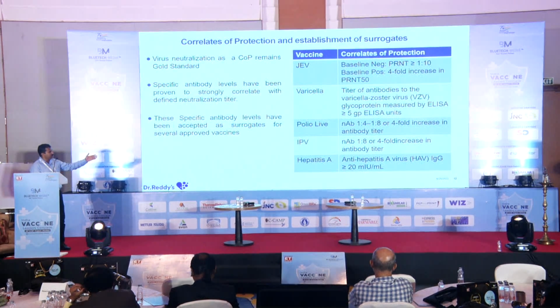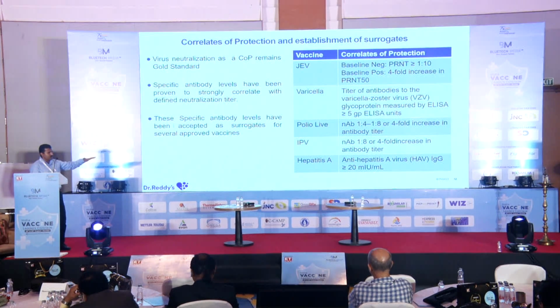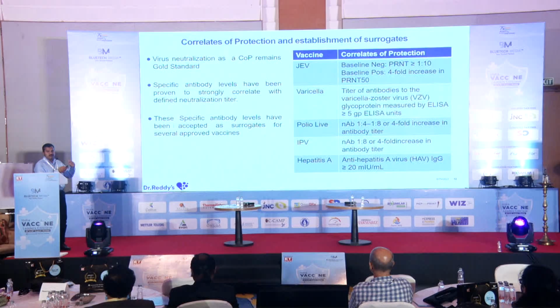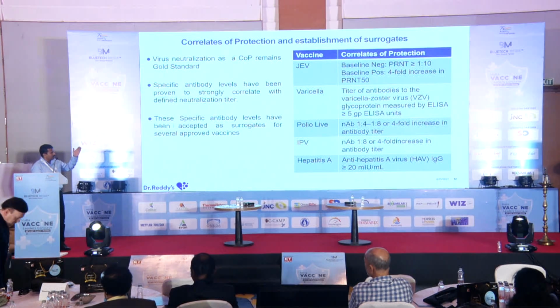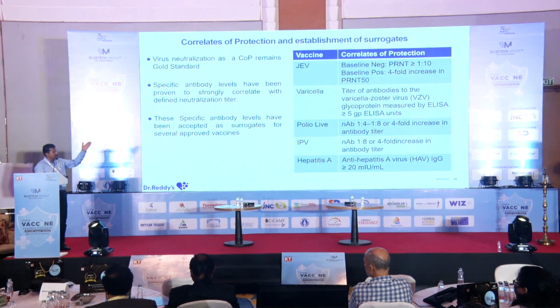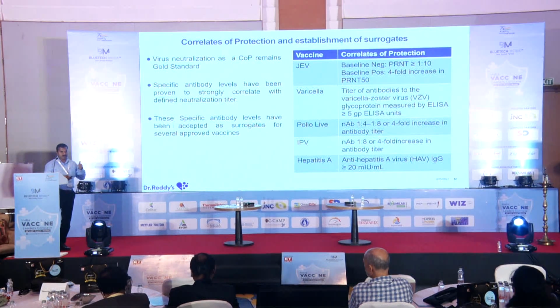Similarly, for IPV, some titers have been defined, and for hepatitis A, of course, NIBSC standards are available, and 20 milli-IU is the cutoff to show that this vaccine is protecting against hepatitis A infection. So we need not do neutralization. But in some cases, like Japanese encephalitis, PRNT is the standard. There's no surrogate established as of now.